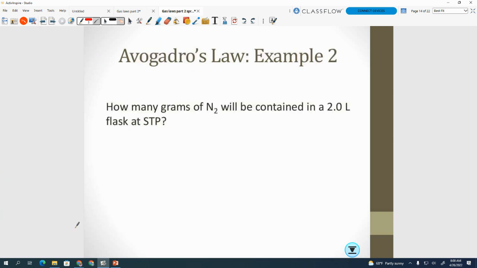Now, I would like you to try this one on your own and see what you get. So how many grams of nitrogen will be contained in a 2-liter flask at STP? You should be able to get to moles of nitrogen easily, and then you need to convert moles of nitrogen to grams of nitrogen.